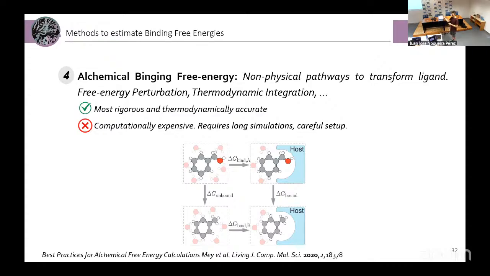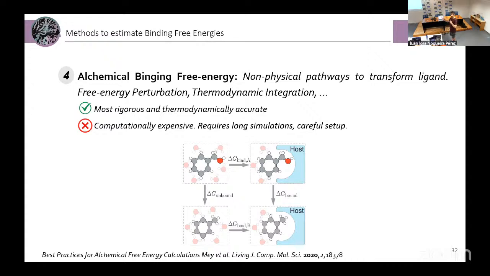I don't know if this morning you discussed this, but this is called hit to lead. You mentioned this morning, okay. So when you have a good molecule, you want to improve this molecule. And here is when the alchemical binding free energy is really useful, because, and this is what is important, this method is really good to calculate relative binding free energies. Okay, so not absolute binding free energies. It can also be used to calculate absolute, but then the values are less accurate, or it's more difficult to do a calculation. But alchemical binding free energies are really good for relative binding calculations.